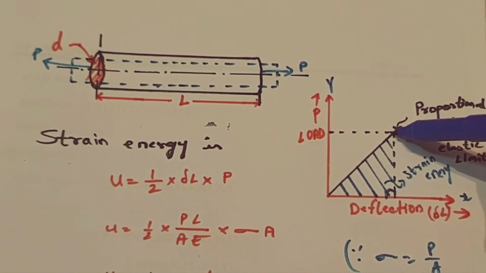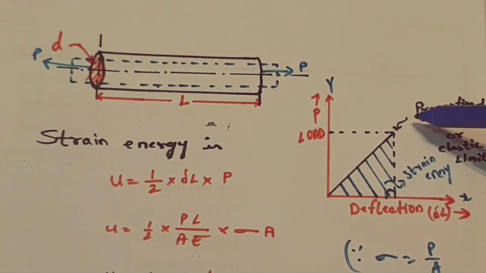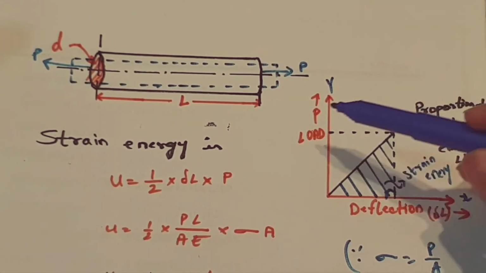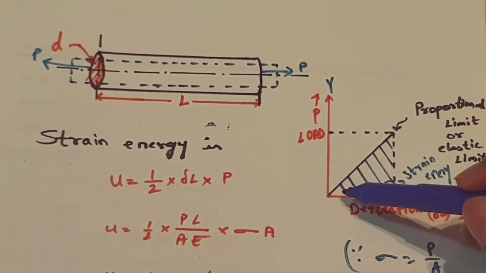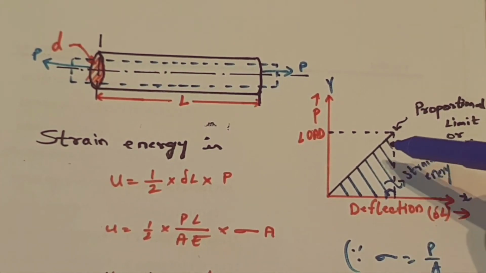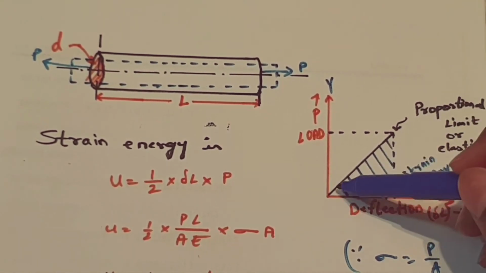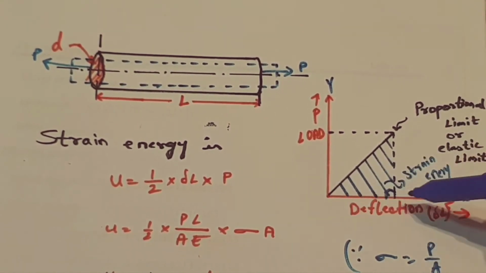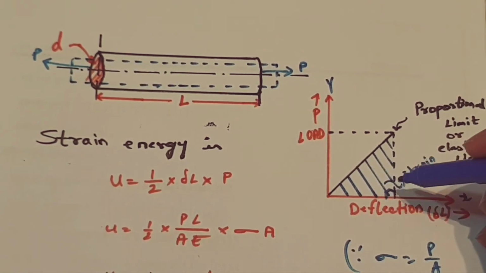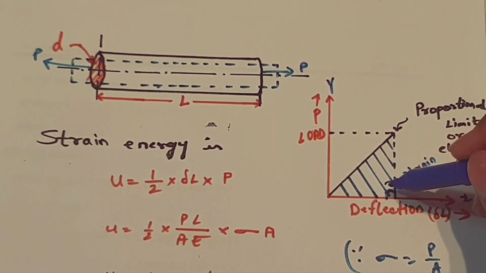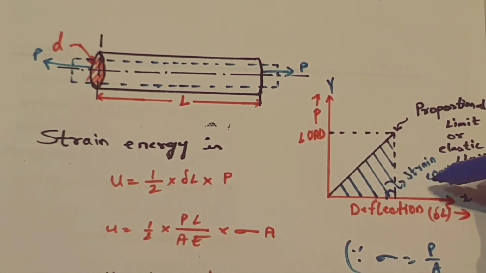This point denotes the elastic limit. If we cross this limit, it goes beyond the elastic limit. So strain energy is stored within the elastic limit. It exists within the elastic limit. So we have considered the area of this region, which is known as strain energy.